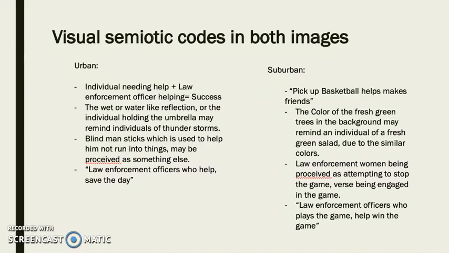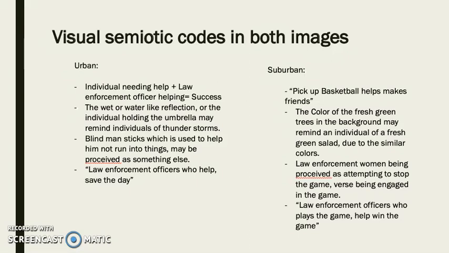So first, again, on the urban, I'm just going to run through these. The individual needing help plus law enforcement officer helping equals success. The wet or water-like reflection or the individual holding the umbrella may remind individuals of thunderstorms. Blind man's stick, which is used to help him not only run into things, but may be perceived as something else besides that. And then we have law enforcement officers who help save the day.